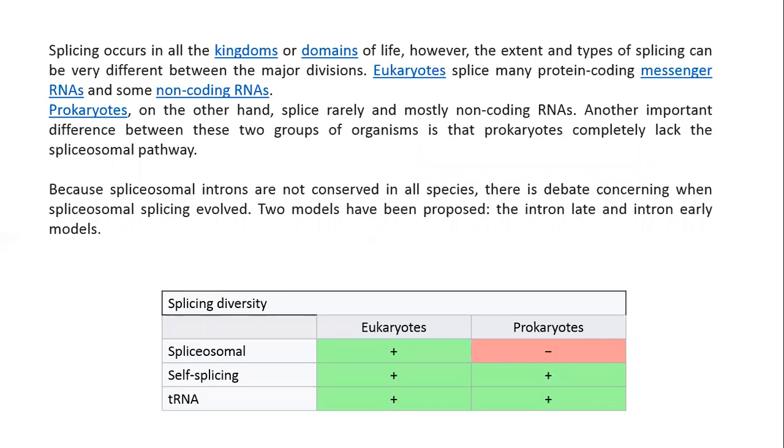Splicing occurs in all kingdoms or domains of life, and it is very familiar in the eukaryotic system, but we saw in the prokaryotic system that self splicing and tRNA splicing are available. In prokaryotic systems, they do not use any spliceosome machinery, which is available for the eukaryotic system. So today we will discuss how self-splicing occurs for the modification of RNA.